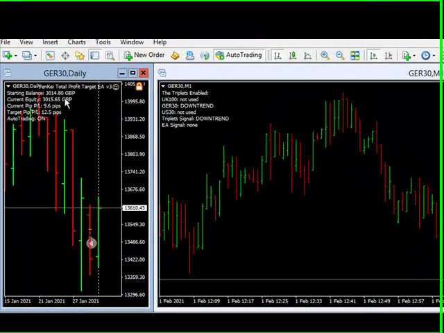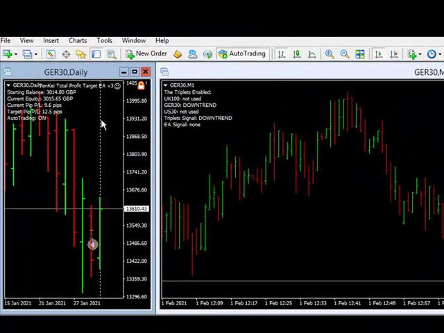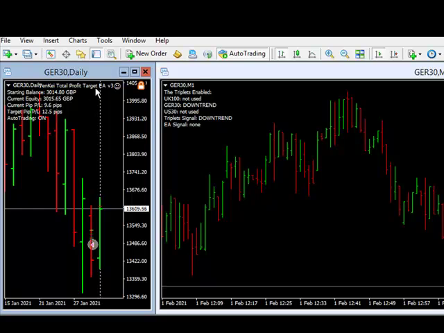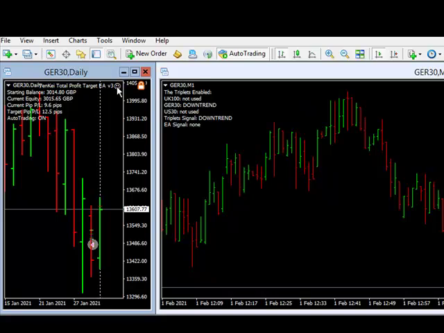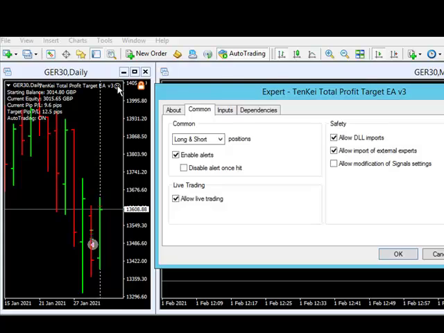But really what we want to talk about, and there's so many ways to come in and out of this, which I'll be showing you about what this padlock means, etc. But for now, we're going to be looking at the TenKei Total Profit Target again. Once again, to get into the TenKei EA, the Total Profit Target, or TPT, we'll call it TPT for now, you simply click here on the smiley face. Smiley face opens up the chart, this window here.